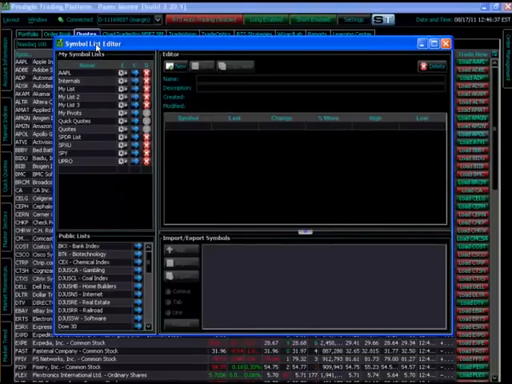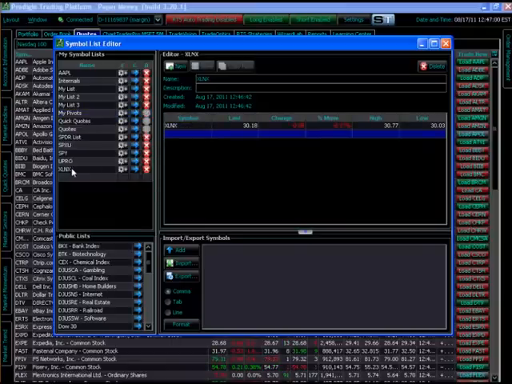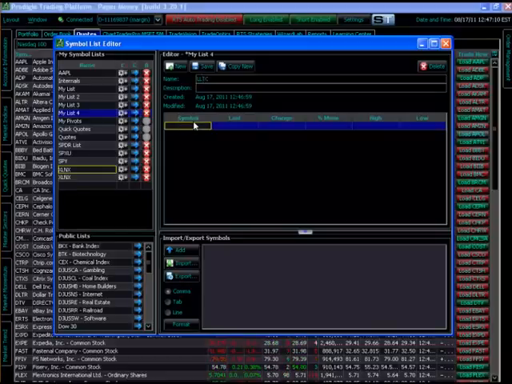I get the symbol list editor. And because I want to trade the pair of Xilinx and LLTC, I'm going to want to create two new symbol lists. So you bring up the symbol list editor and you hit new, and I'm going to give this a name. I'm going to let this be my XLNX list, and I'm going to type in XLNX and hit enter. And if I save this, this will save a list for XLNX. I'm going to do the same thing. I'm going to create a new list. I'm going to call it LLTC, and I'm going to give it LLTC.